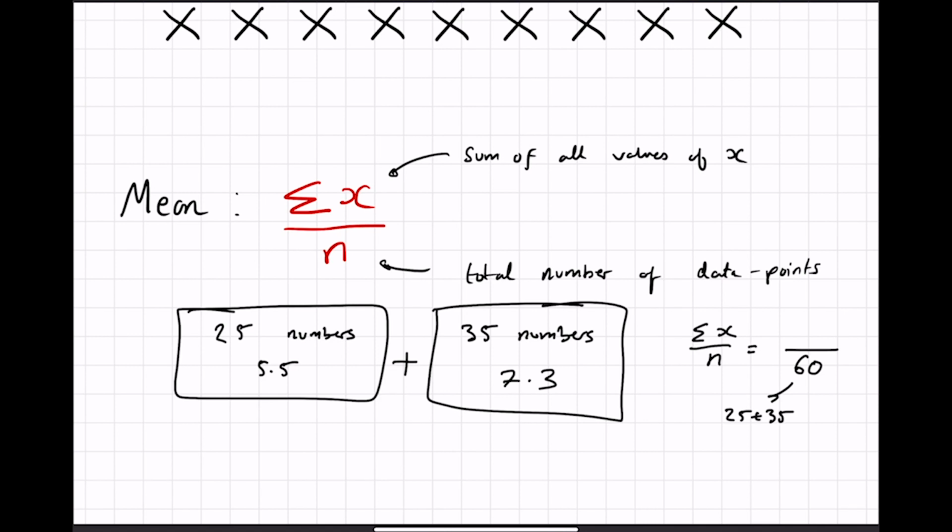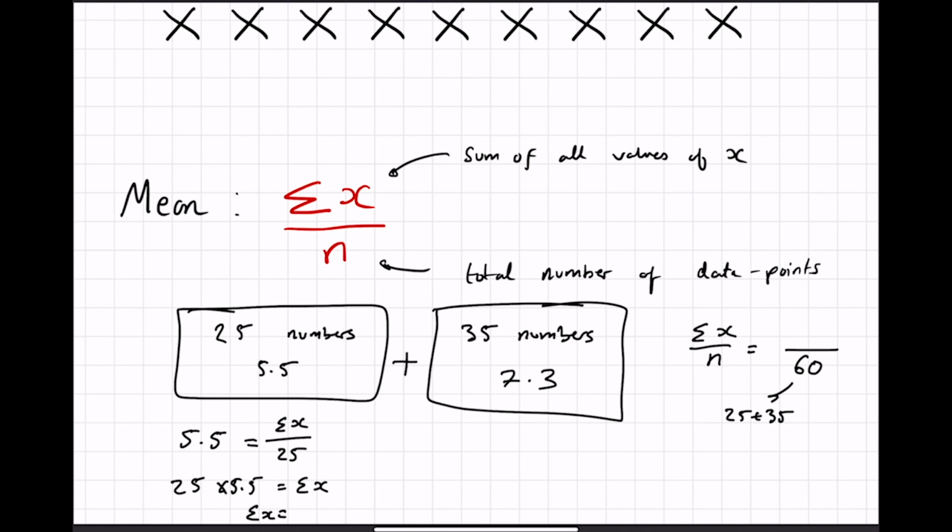Now I need to find the sum of x. How can I find the sum of x for both of these data sets? Well, let's take a look at them separately first. For this one, I already know the mean is 5.5, using this equation. I don't know what the sum of x is yet, but I know in total there are 25 numbers. So with some simple algebra, 25 times 5.5 should equal my sum of x.